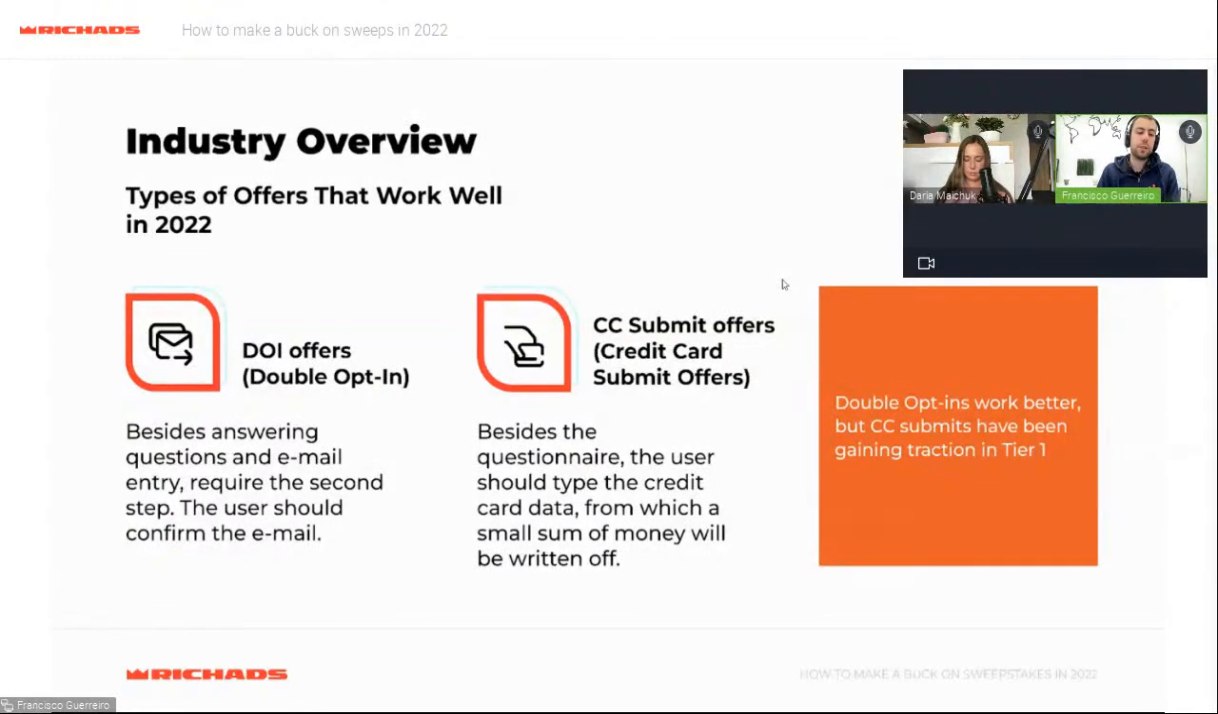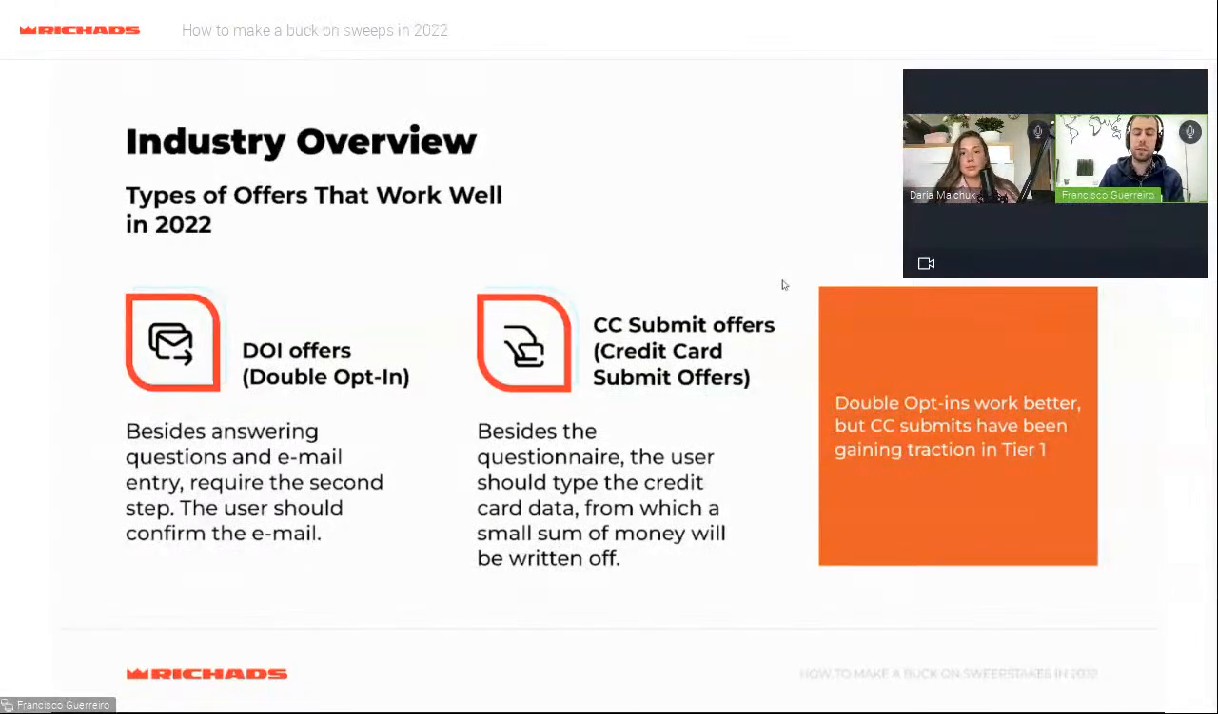Double opt-in is basically what happens when a user submits his information, and after the information is submitted, he has to confirm the information. I'm sure that you guys have subscribed to a newsletter, for example, and then received an email asking to confirm the subscription. And this is basically it. That's basically the second step.